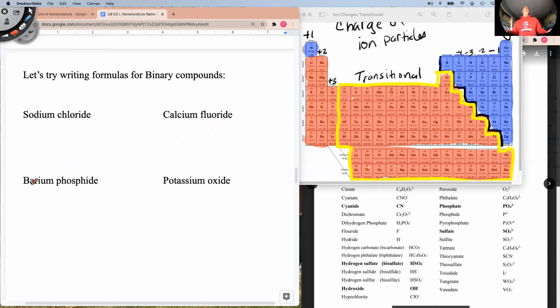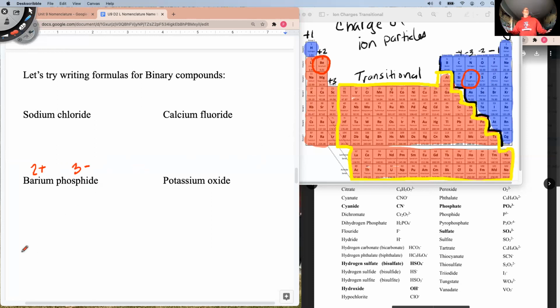Let's take a look at barium phosphide. Barium phosphide, ladies and gentlemen. Let's find barium. Barium's right over there. Barium has a 2+ charge, so I'm going to write it a little differently. I don't want to write it like that because I don't have you in the classroom. Barium has a 2+ charge, and phosphide, which is right over here, has a what charge? A 3- charge, or a -3 charge, right?